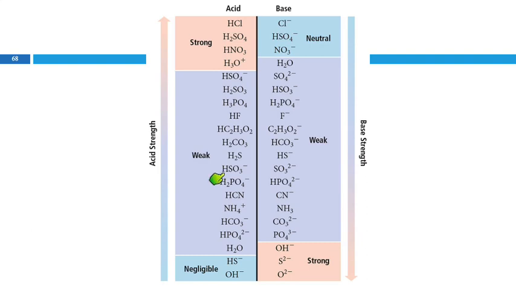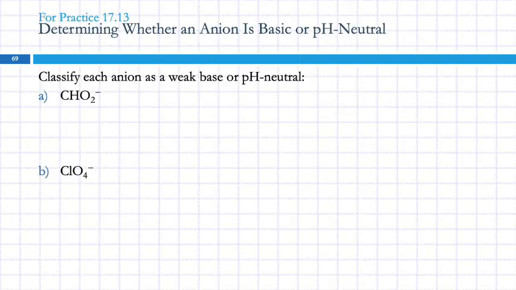And just notice the difference between these is one hydrogen ion. You take a hydrogen ion off of this acid and it becomes the conjugate base. Here, CN minus, put a hydrogen ion on it and it becomes the conjugate acid. Classify each anion as a weak base or pH neutral.